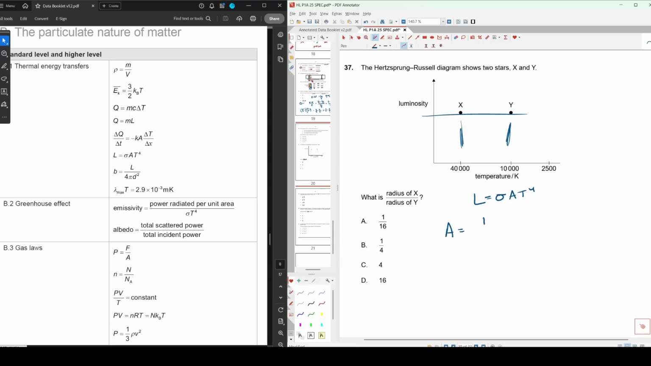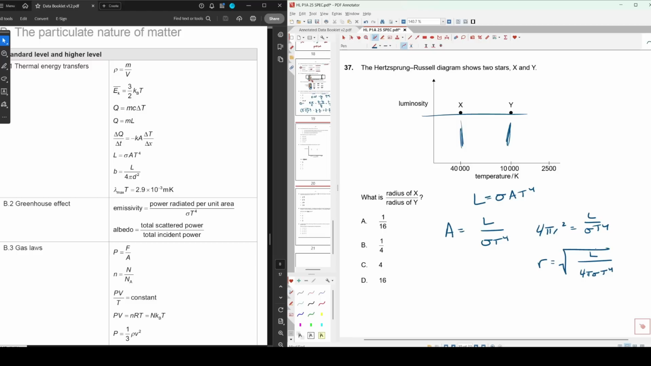Let's solve for A. It would be L over this. A is like 4 pi r squared. So R is square root of luminosity and junk. No, I need the temperature. I lied. I was trying to be lazy. Okay, I need the temperature. So the luminosity is the same, but the temperatures are different. So it's like L over 4 pi, this T to the 4th, right?